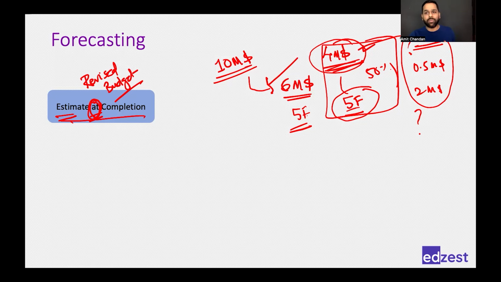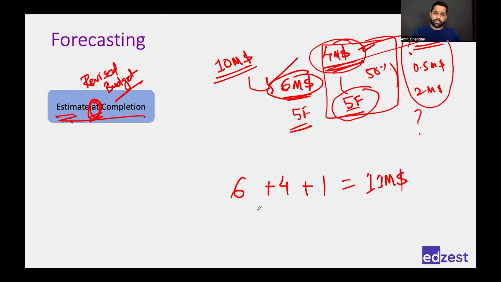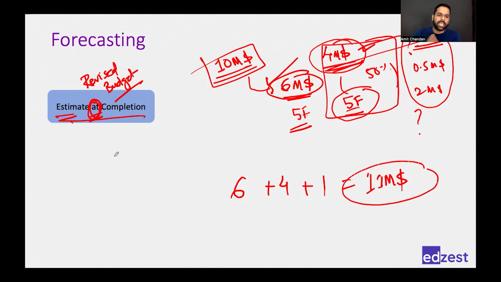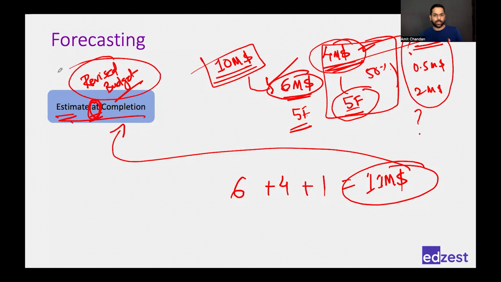So when you say that I need $1 million more, which means 6 you have already spent, right? 4 you already have in the budget, and you are saying I will need 1 more, which means you are asking for $11 million on 7th July, while on 1st January you said I can do it in $10 million itself. So this $11 million is your estimate at completion, which is nothing but your revised budget. Right? So you are asking your management for $1 million extra. Why will they give you? Okay, because they are committed to complete the project.